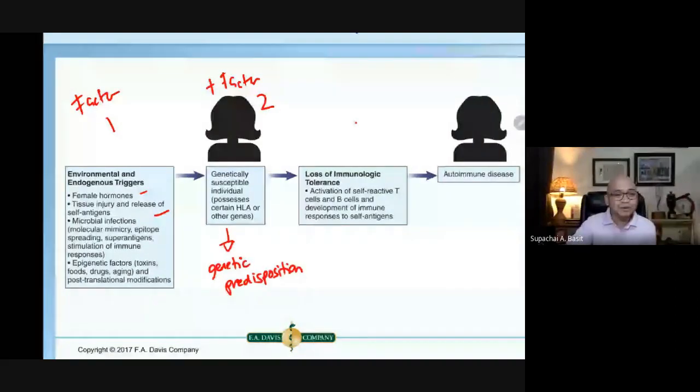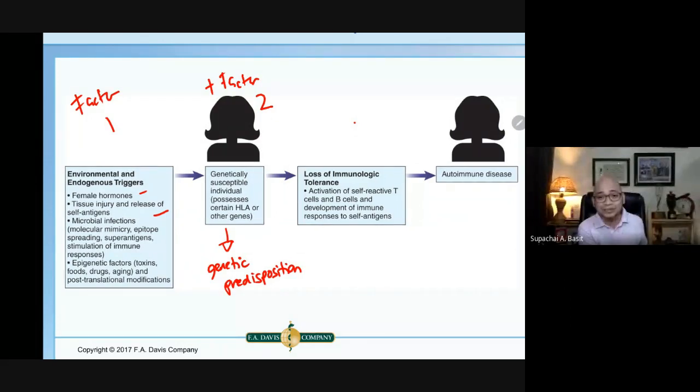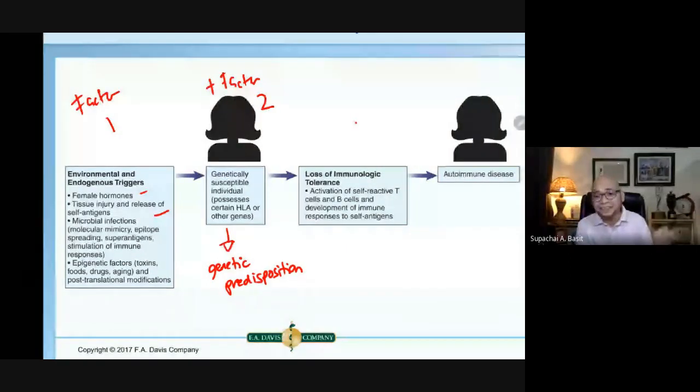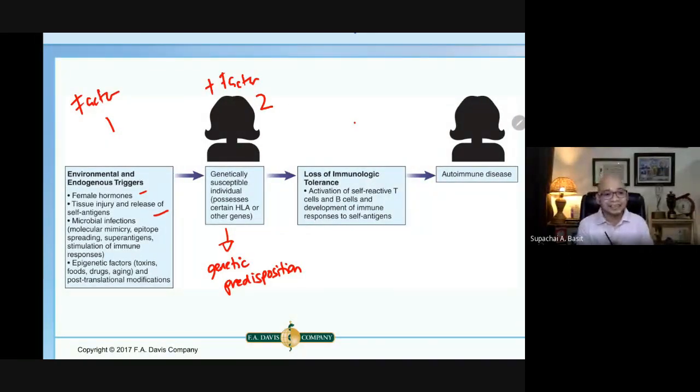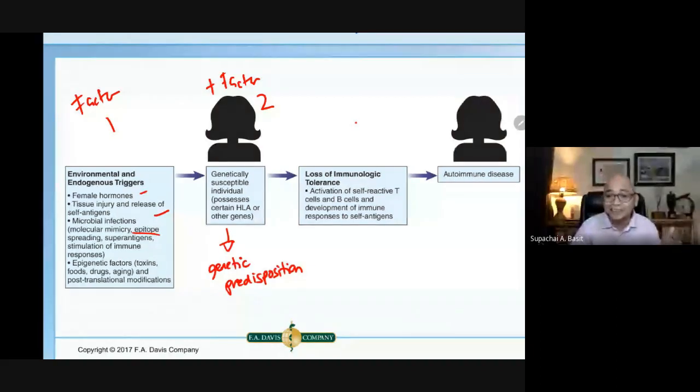Then there are microbial infections, which may also trigger autoimmunity in several ways. One way is through molecular mimicry. This is what I explained to you earlier, whereby bacteria or viruses possess antigens that are very similar to our self-antigen. A second way is through epitope spreading. When we say epitope spreading, this is where the immune response to a microbe expands to activate immune response to other antigens, including self-antigen.